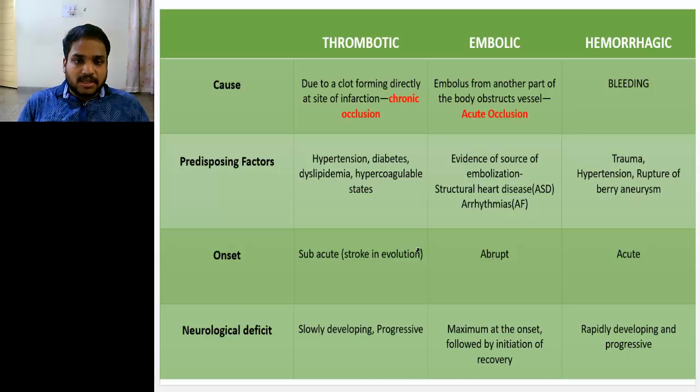Now, among these three, the embolic stroke is the most abrupt in onset. It has the most abrupt onset, and the neurological deficit is maximum at the onset, followed by initiation of recovery. While the hemorrhagic stroke has an acute onset and is rapidly developing as well as progressive. Now, the thrombotic stroke is subacute in onset. It is also called a stroke in evolution. So the neurological deficit is slowly developing as well as progressive.